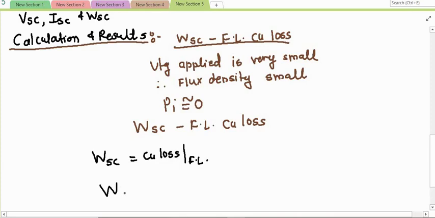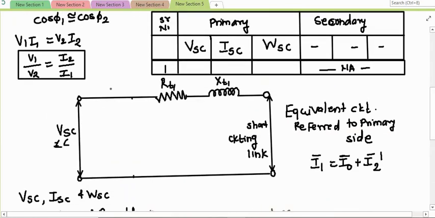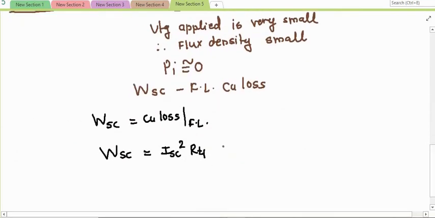Because full load currents are circulating, I can write WSC is equal to ISC square into RT1. From this equivalent circuit, WSC is nothing but ISC square into RT1, in watts. You have recorded WSC, you have recorded ISC. So RT1 is nothing but WSC upon ISC whole square.